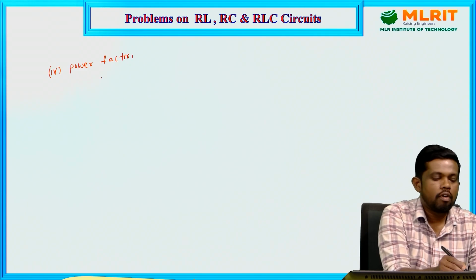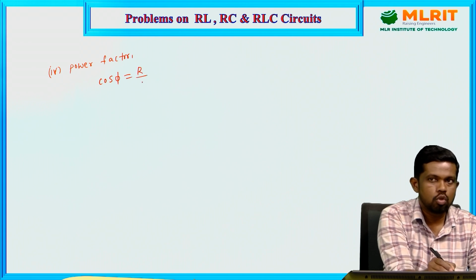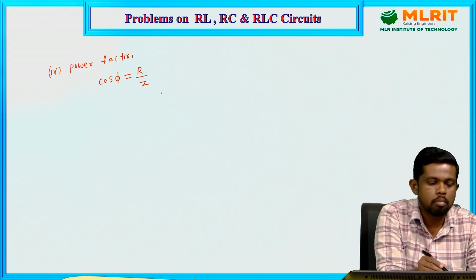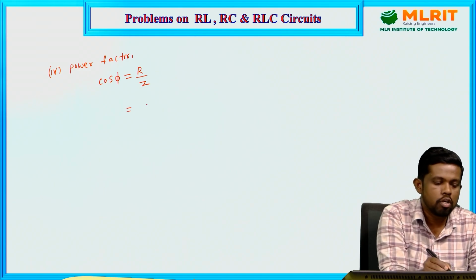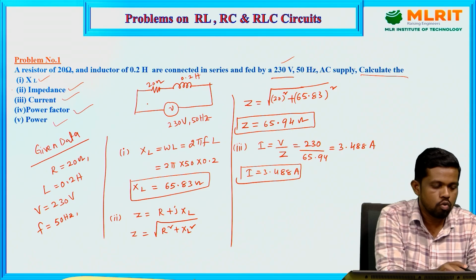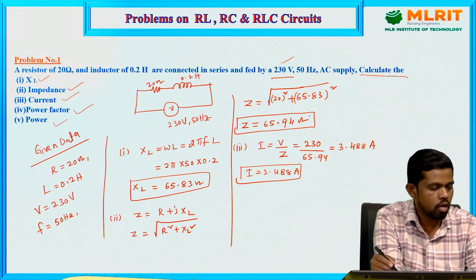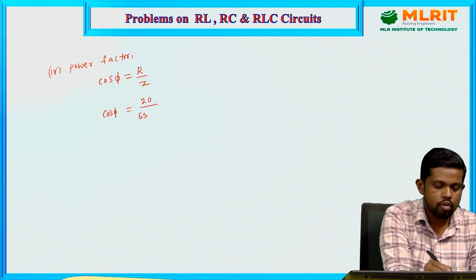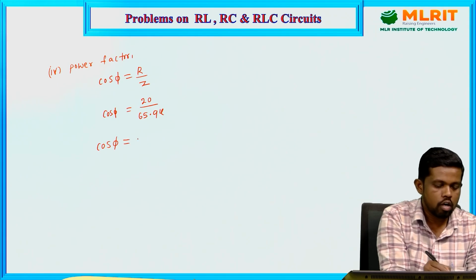The notation of power factor is cos phi. According to the impedance triangle, the ratio of the resistance to impedance is the power factor. The resistance value is 20, and the impedance we got is 65.94. Therefore cos phi equals 20 divided by 65.94.